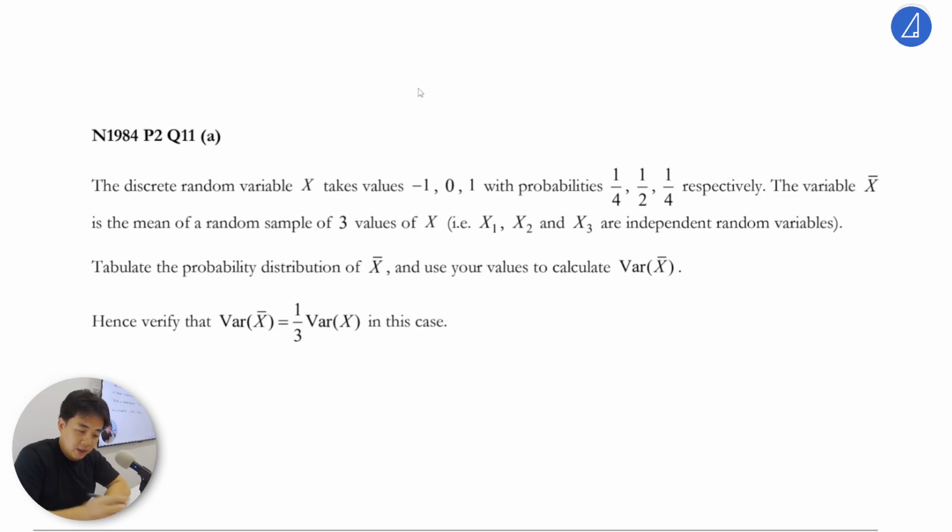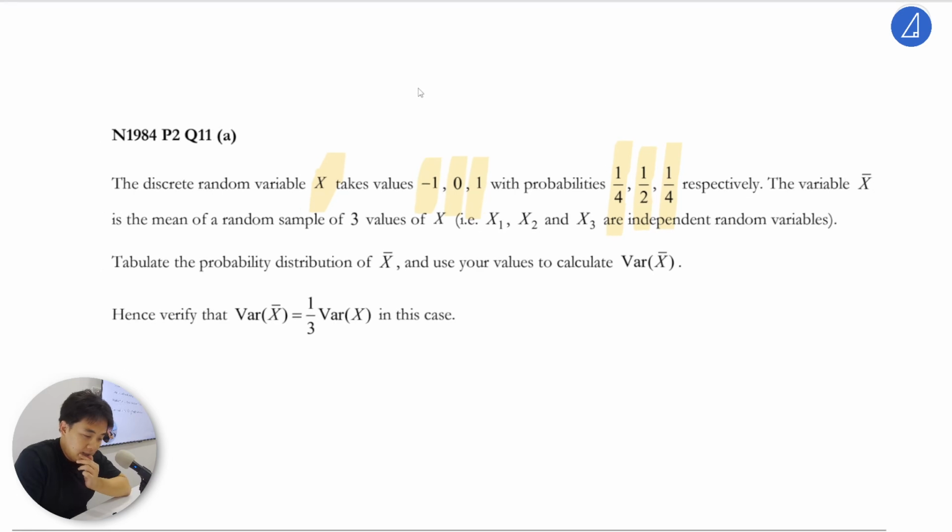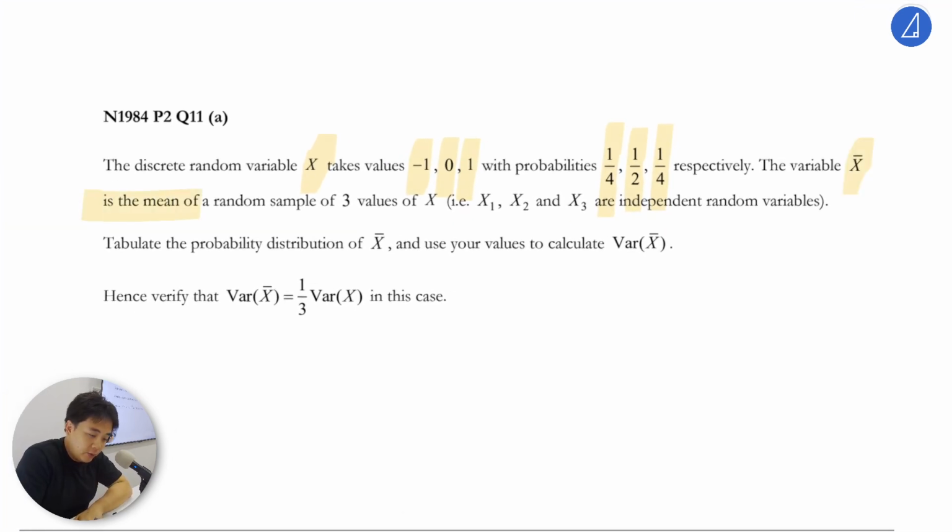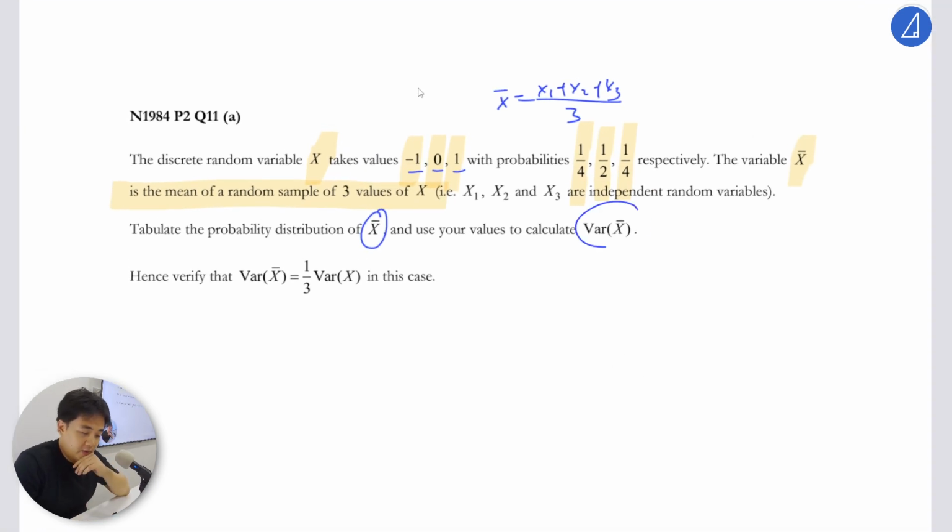So for this question, we were told that X takes -1, 0, and 1 with probability 1/4, 1/2, and 1/4 again. So x̄ is the mean of three values of X, meaning you run this experiment 3 times. So x̄ will just be (x1 + x2 + x3)/3. Tabulate the probability distribution of x̄ and use it to calculate the value of Var(x̄).